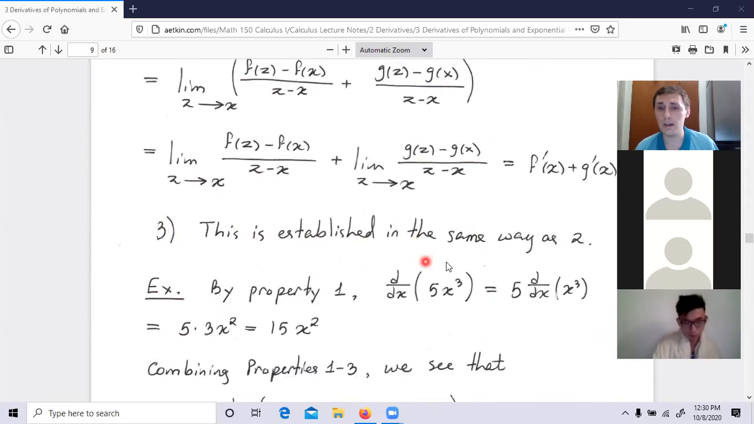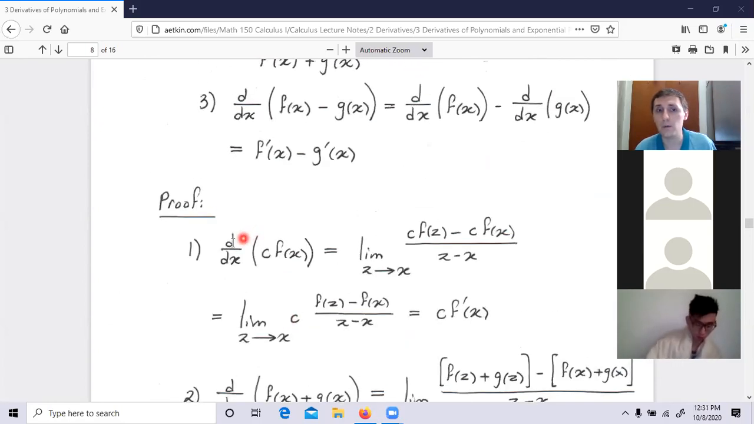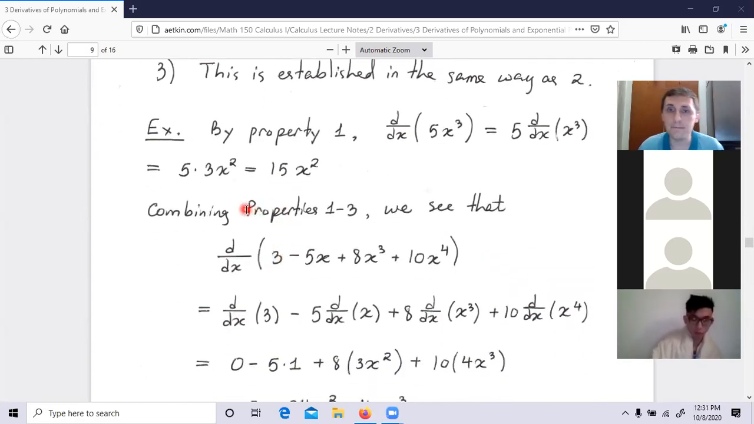And of course, property 3 is established by the same way. So here is how that allows us to take derivatives of polynomials. Okay, guys? We will see in a moment your ability to recognize things. Now, first of all, what's the derivative of 5x cubed? This is a constant times a function I know how to differentiate. So I can write it as 5 times the derivative of x cubed, which is 3x squared. That's by property 1. Good, guys? And so the derivative is simply 15x squared.